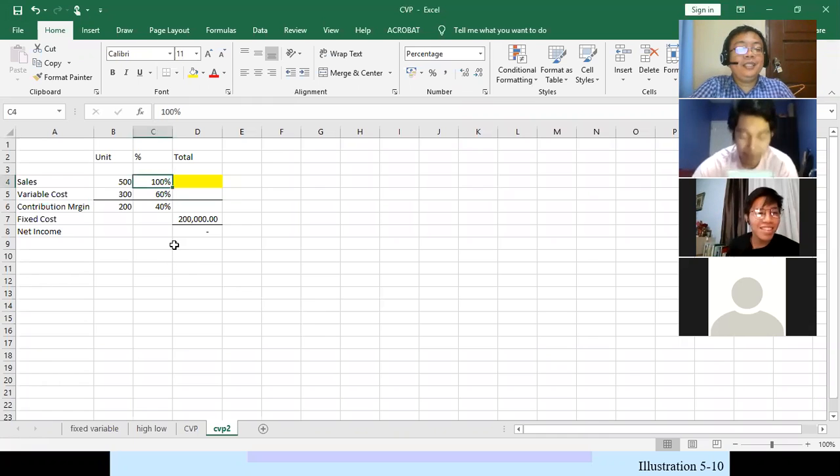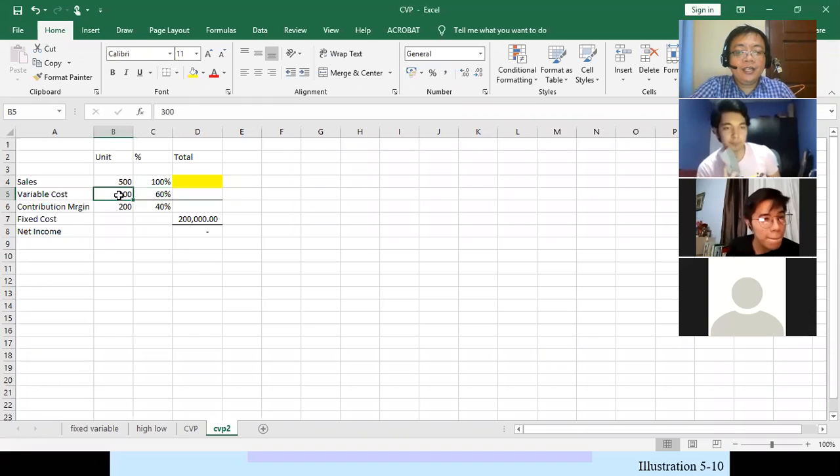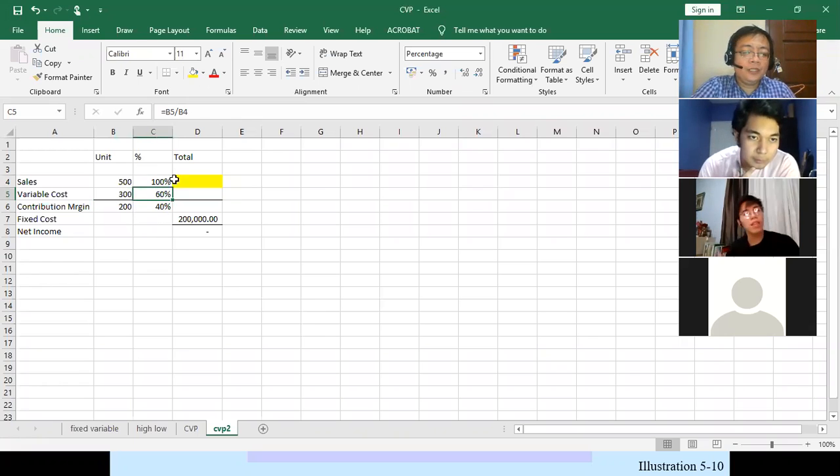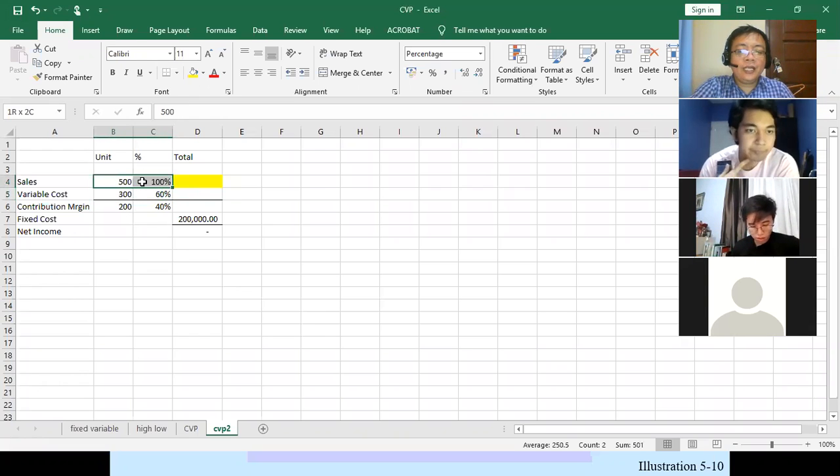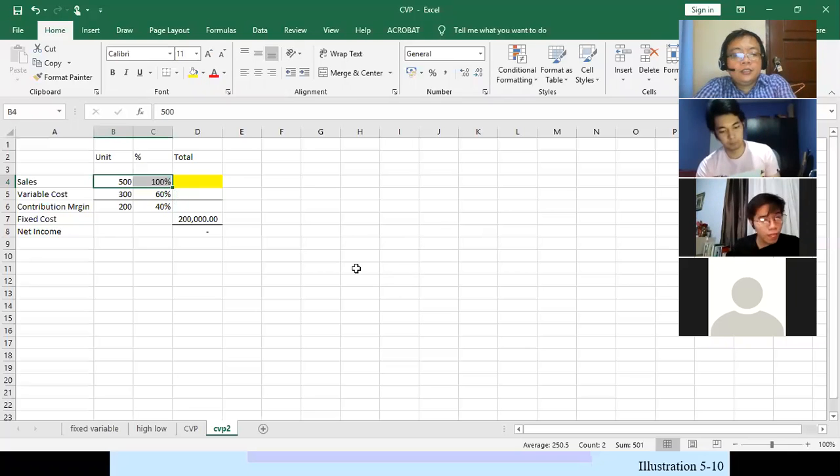Alright. So, ano naman? Saan ang galing yung 60%? 300 divided by 500, you have 60%, right? 200 divided by 500, you have 40%. Yun lang yun, that's the essence of it. Always, sales is at 100%. Alright. Sige.